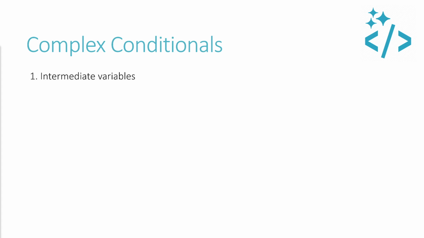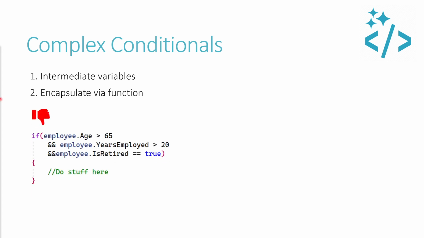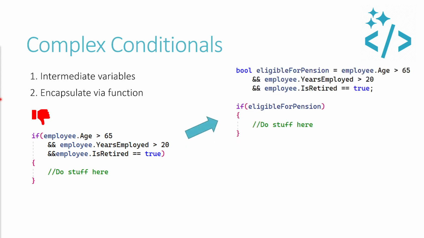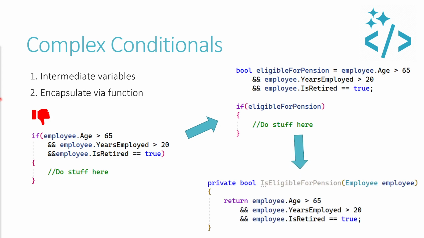If you have complex conditionals, one solution would be to create an intermediate variable which expresses with the name what this conditional is doing. We can also create functions. Here is an example. If we have a complex check, how can this be improved? We can, for example, create a boolean with a very suggestive name, and then we can check for it. Or better, create a method which can be called from multiple places if needed.